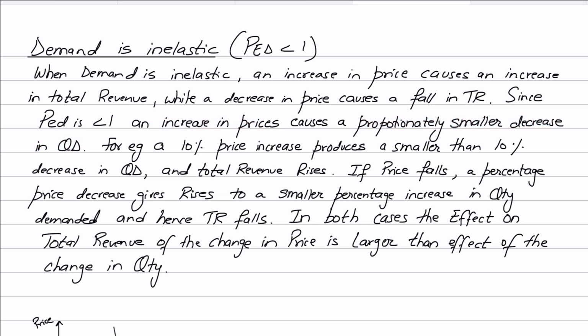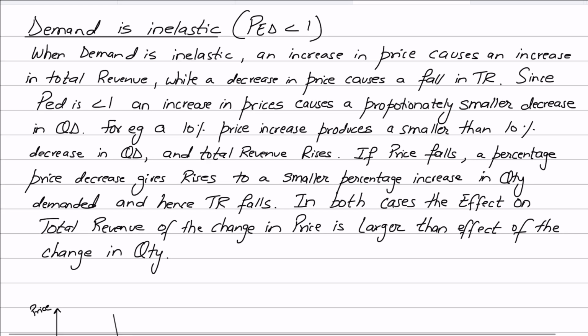Let's say if the price goes up by 10%, the quantity demanded will fall by less than 10%. And since the quantity demanded would fall by less as compared to the increase in price, your overall revenues would rise, right?